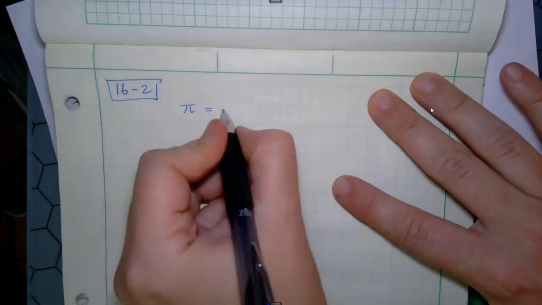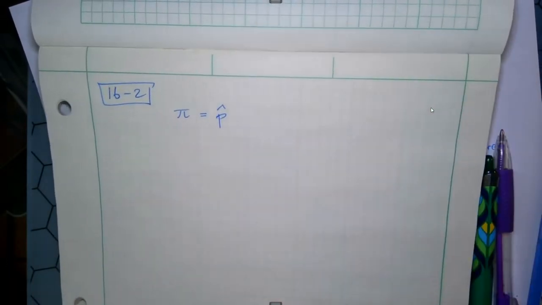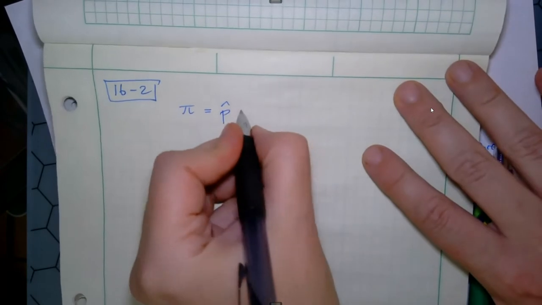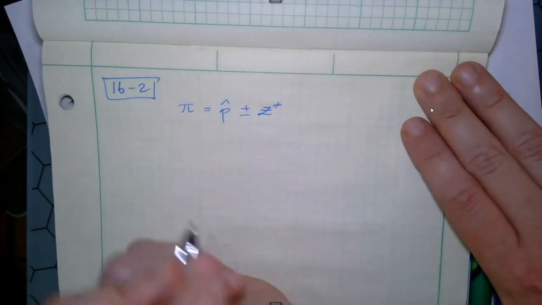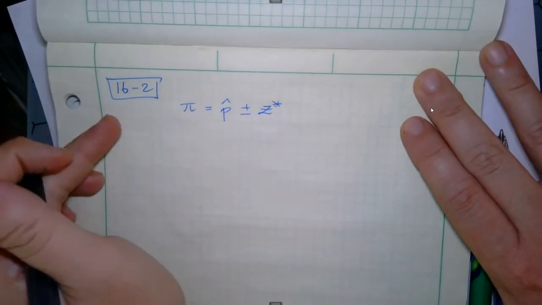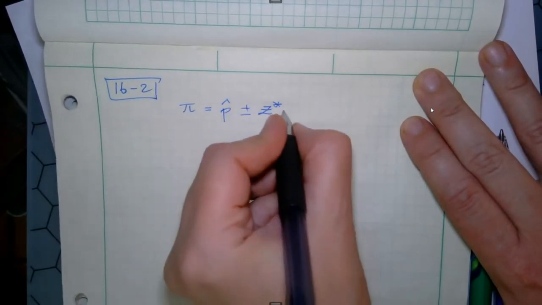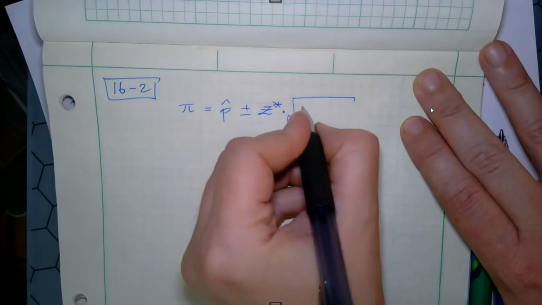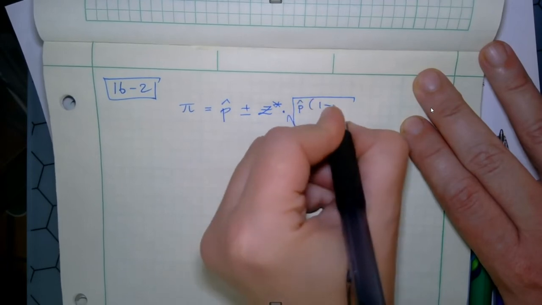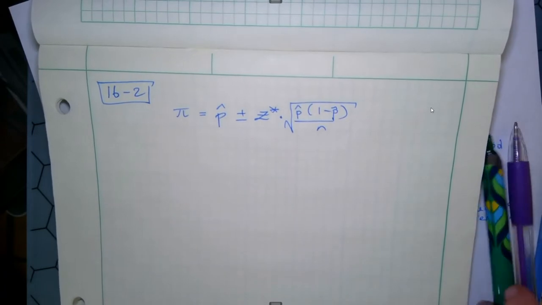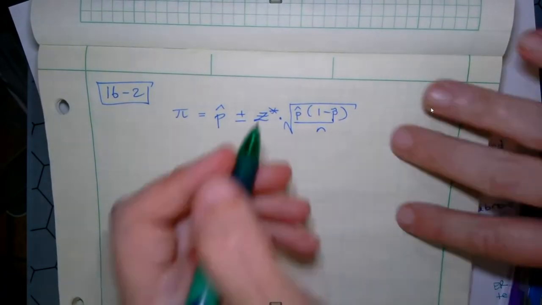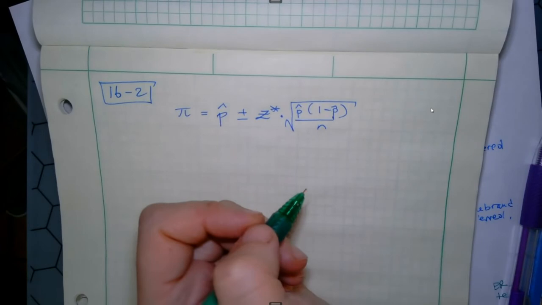And the way we do that is we take a sample proportion, p hat, which you get from your sample, and then you're adding and subtracting a critical value, which is called z star, which we're about to discuss how to get right now in 16.2. Then you multiply that by the square root of p hat (1 minus p hat) over n, which you just did in the previous problem. That is called the standard error. So a couple things I want to notate for you.